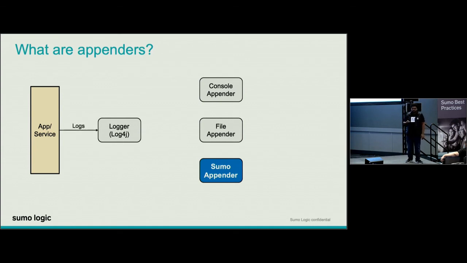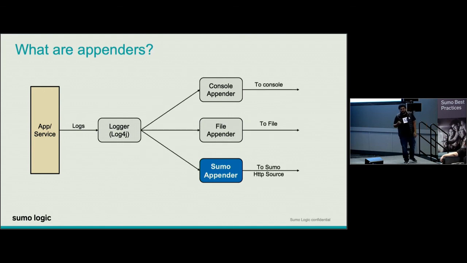Typically, the app and service write logs to the logger, the logger routes those logs to appenders, and appenders finally write to different locations. For example, the console appender will forward logs to the console, and the file appender will write to a file. The Sumo appender directly pushes logs to the Sumo Logic environment by using an HTTP endpoint.